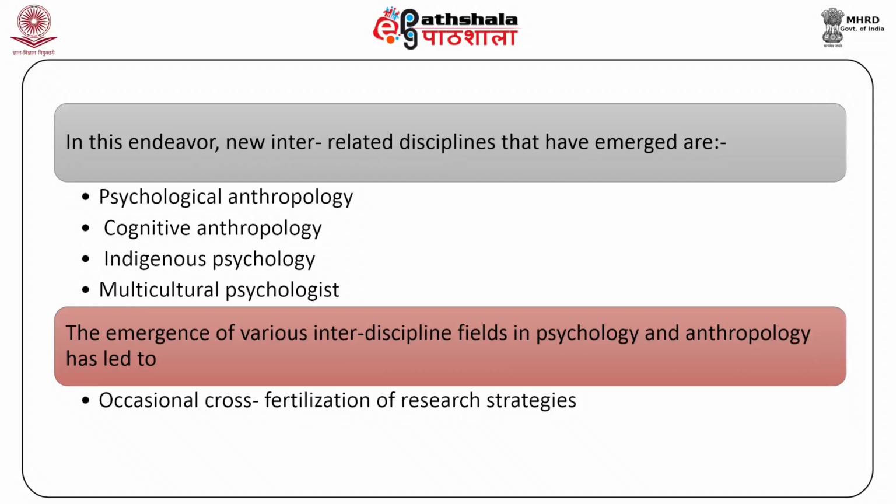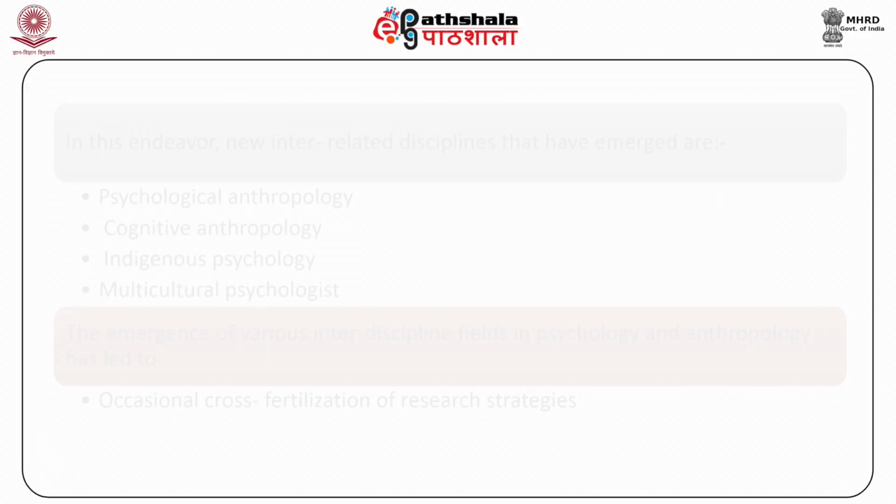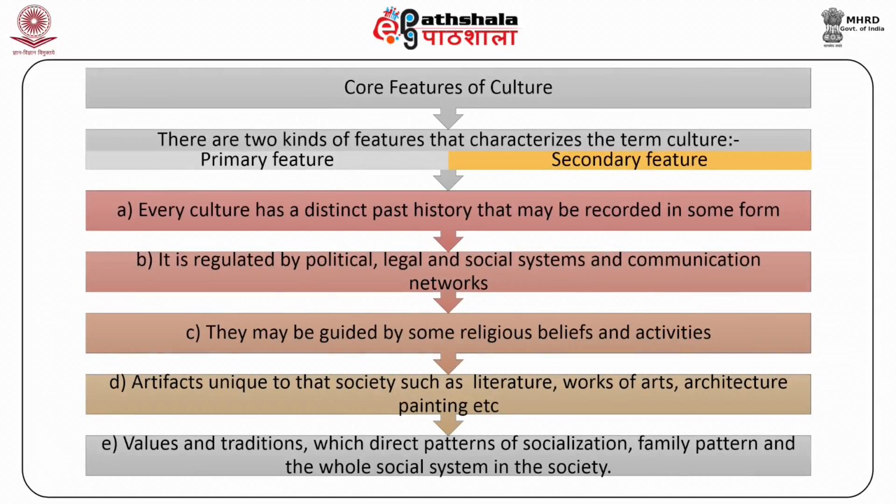The emergence of various interdisciplinary fields in psychology and anthropology has led to occasional cross-fertilization of research strategies. According to Laungani, 2007, there are two kinds of features, primary and secondary features, that characterize the term culture. According to him, there are five core primary features that describe all cultures.